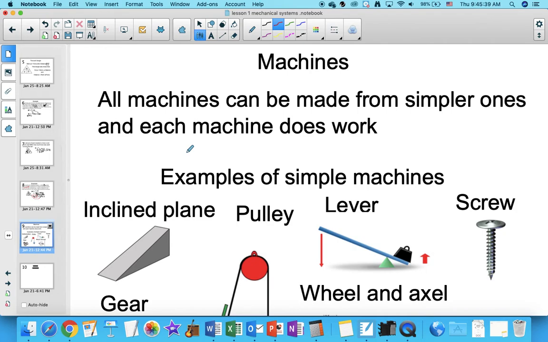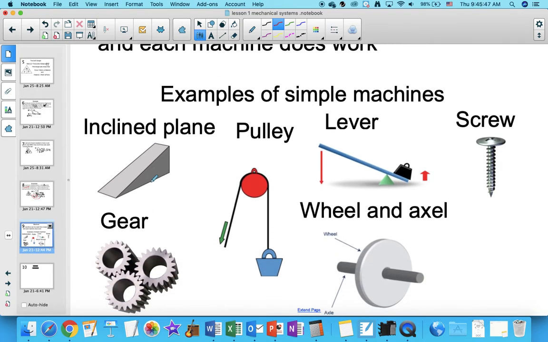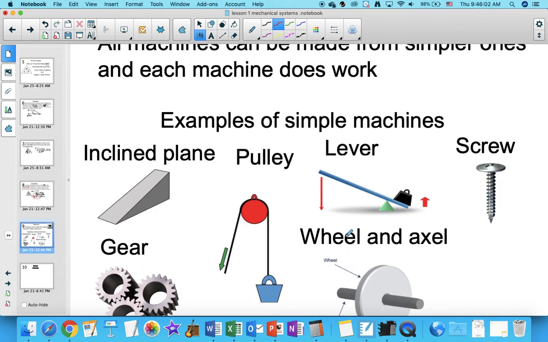So all machines can be made from simpler ones, right? All machines are made from simpler machines, all complicated machines. So here we have some basic simple machines. You may see these in your everyday lives. The inclined plane, or like a ramp, the pulley, the lever, the screw, the gear, and the wheel and axle, right? These are all examples of simple machines.